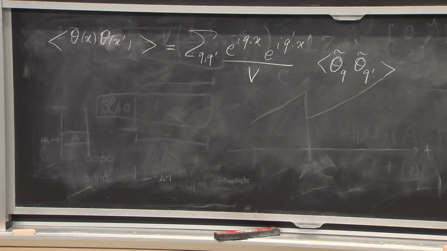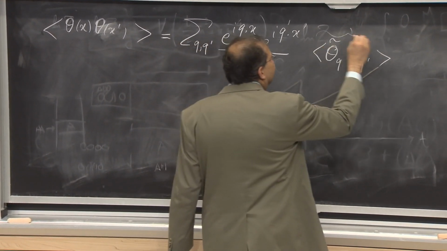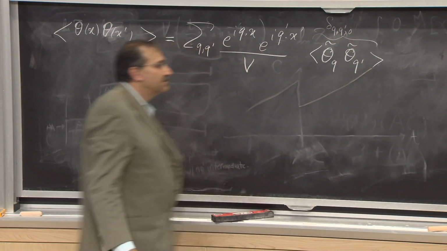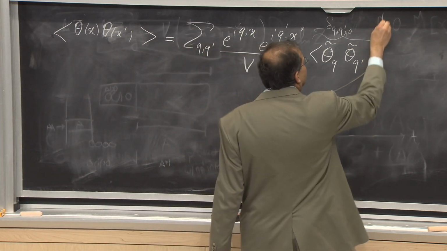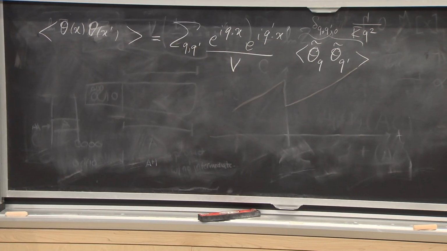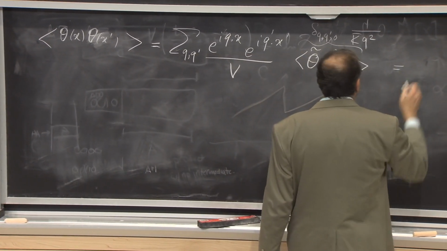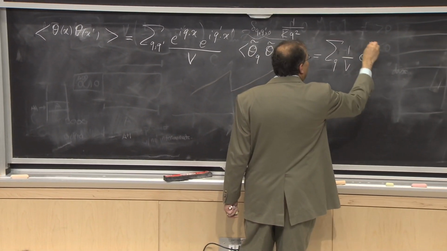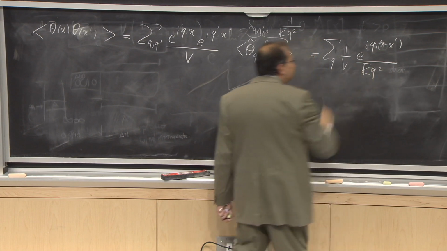But we just established that the different modes are independent of each other. So basically, this gives me a delta function that forces q and q prime to add up to 0. If they do add up to 0, the expectation that I get is 1 over k bar q squared. And so what I find is that this becomes related to a sum over q, 1 over V, e to the i q dot (x minus x prime), divided by k bar q squared.